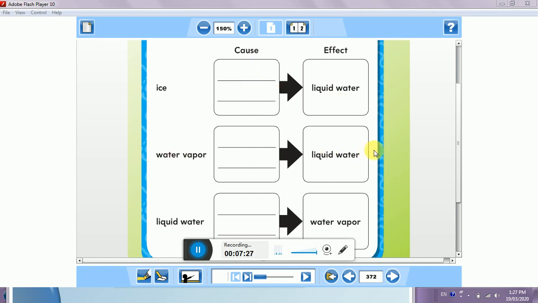Water vapor to become liquid water. It was gas and it became liquid. We take away heat. The third one, liquid water to become water vapor. Do we add heat or take away heat? We add heat. So add heat, take away heat, and add heat.